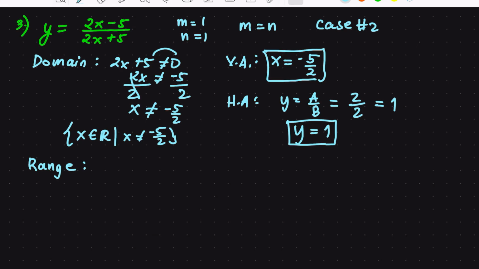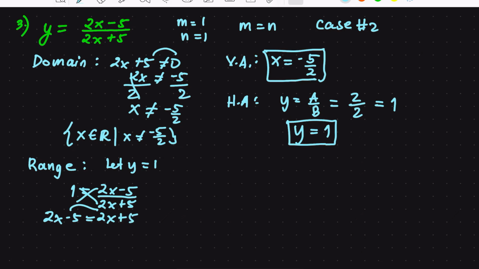So, for our range, we test whether our y has a partner in the function. We let y is equal to 1. So, our function, we solve whether there is a partner x. So, 1 is equal to 2x minus 5 over 2x plus 5. Cross-multiply lang yan. So, meron tayong 2x minus 5 equals to 2x plus 5.